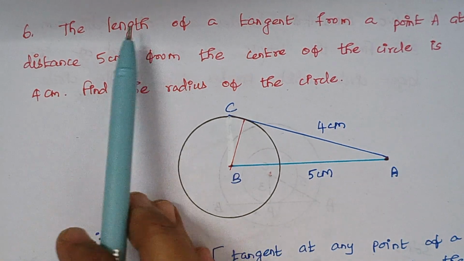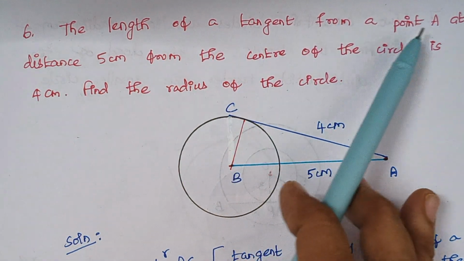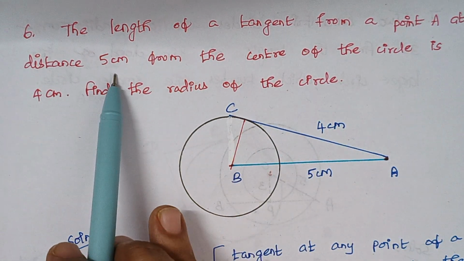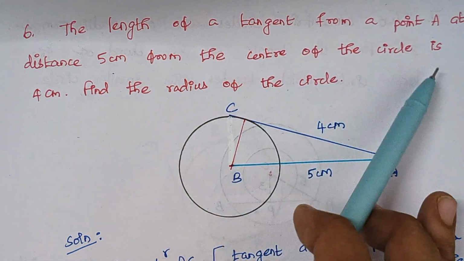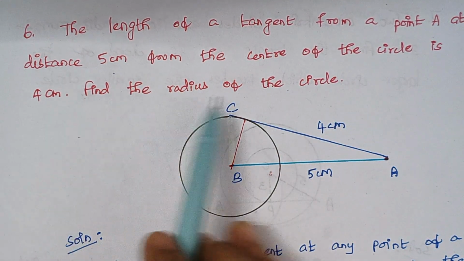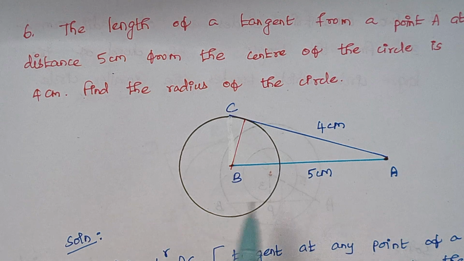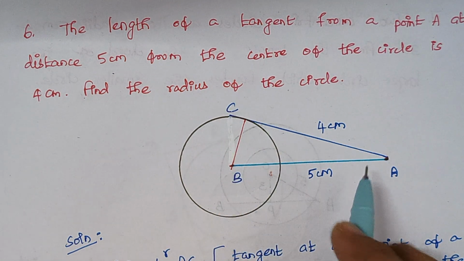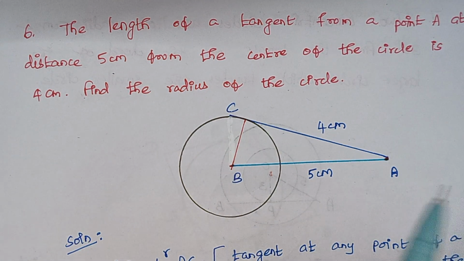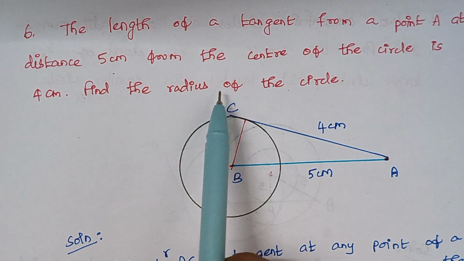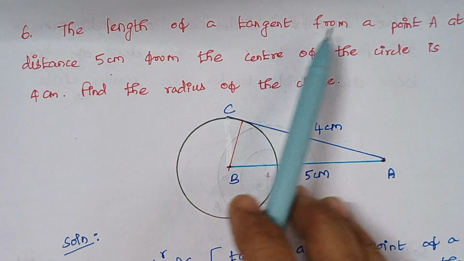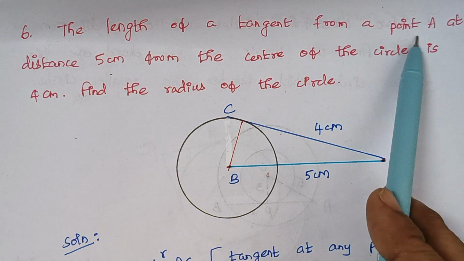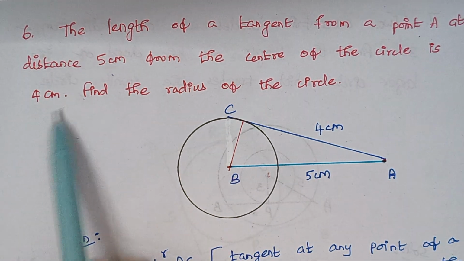Problem number 6. The length of a tangent from a point A at a distance 5 cm from the center of the circle is 4 cm. So find the radius of the circle. So again here we are having a circle, we are having a tangent. So be clear. You see the length of the tangent from a point A is 4 centimeter.